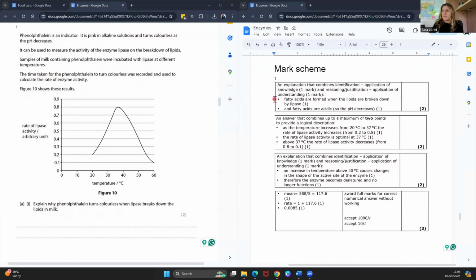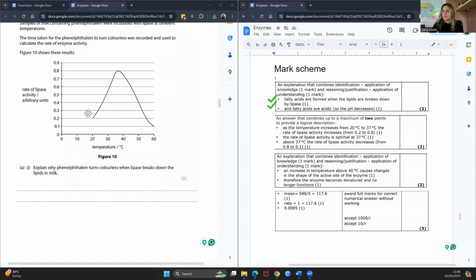the marks are: fatty acids are formed when lipids are broken down by lipase. And guess what? Fatty acids are acidic. Therefore, the pH decreases. And it's tricky, but I hope you understand. So these are the 2 marks. Let me put a tick. Those are the 2 marks for this first question. Okay.